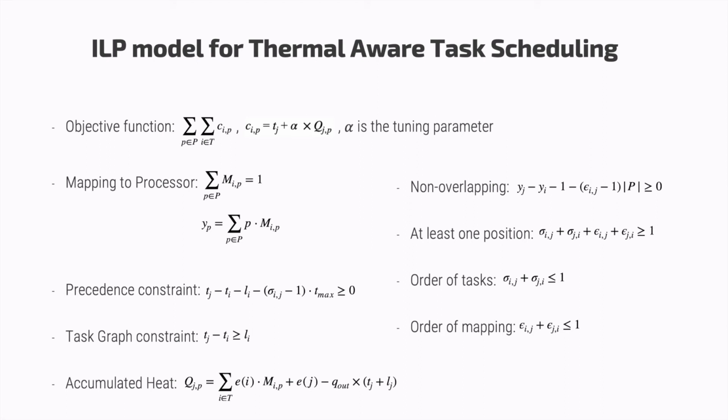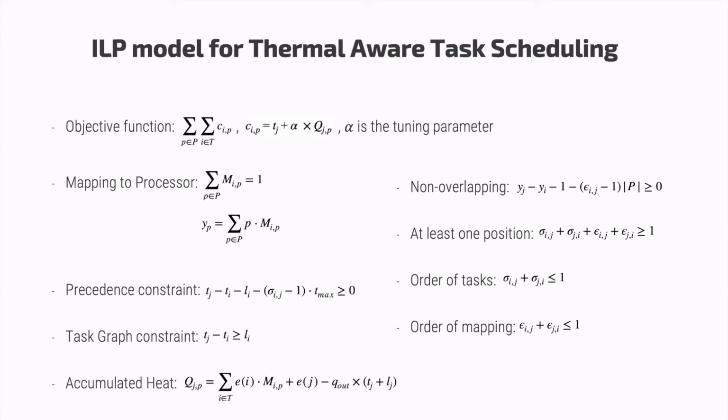The objective function of the model is to minimize the total heat accumulated by each processor and optimize the total execution time. In the equation for the cost, alpha is the tuning parameter. The first constraint ensures that each task is mapped to a processor and there is a single processor number for each mapped task. For the precedence constraint and task graph constraint, any task i that precedes task j, both tasks cannot be executing concurrently. Processing of tasks should be done according to the task graph, and tasks can only be executed if the predecessor is done executing.